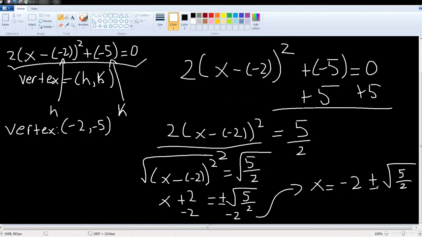So notice how we have plus or minus, thus we get two answers. We get x equals minus 2 plus the square root of 5 over 2. And we also have the answer x equals minus 2 minus the square root of 5 over 2. So obviously with any quadratic, there are going to be two roots, and we found both of them.